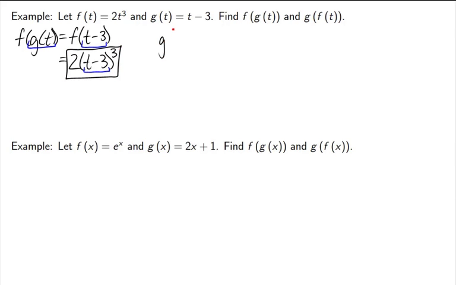Alright, g of f of t. Again, work from the inside out. So I've got g of, now we say f of t. f of t is 2t cubed. So, wherever I see a t now in the g function, I'm going to replace that t with 2t cubed. So t becomes 2t cubed, and I have a minus 3 here. So let's track it again. f of t was 2t cubed, and then wherever I saw the t in the g function, I changed it to 2t cubed.